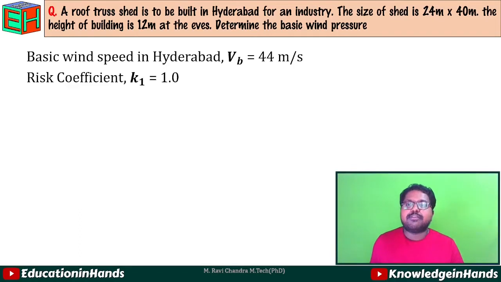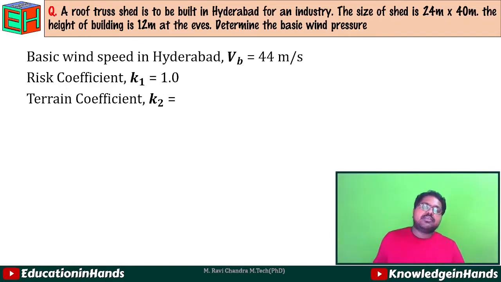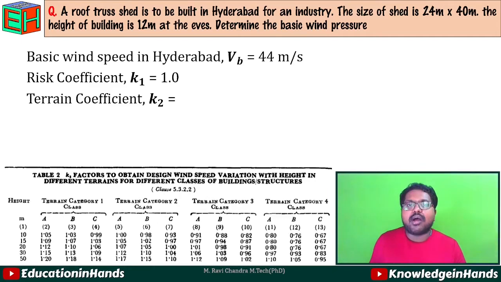Next, we see the value for K2, which is nothing but the terrain coefficient. For the terrain coefficient, I am taking table 2 of IS 875 Part 3.